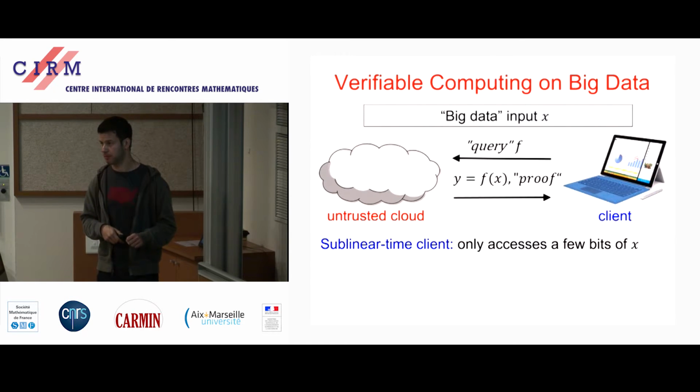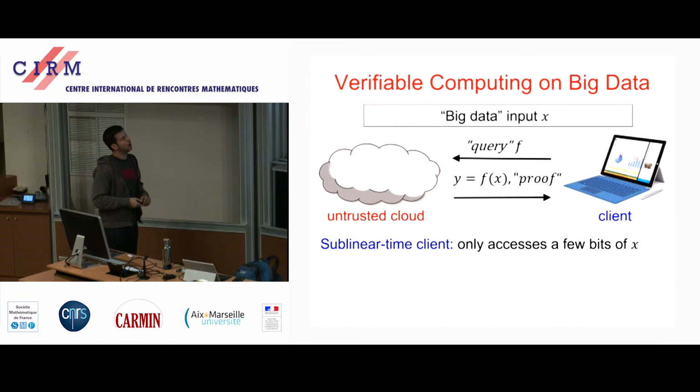Is x on the client side or on the server side? It's out of either one of their control. Neither one of them. They can both read it. The cloud needs to read the entire input x. But the client just has query access to it, and I do assume that the cloud can't change the bits of x. So x is fixed, and then the client can query bits of it.